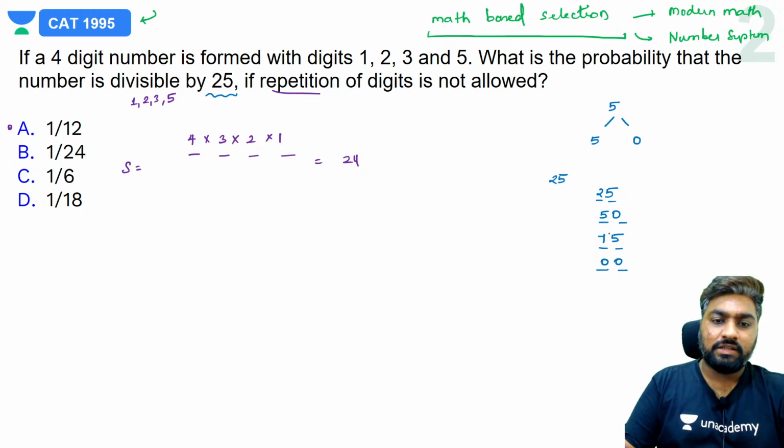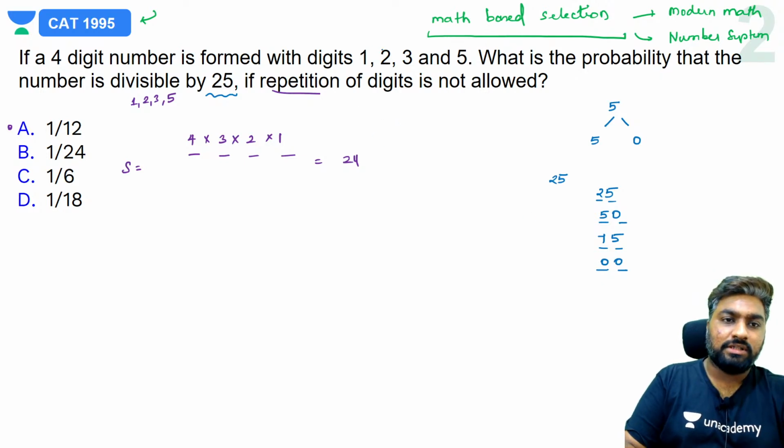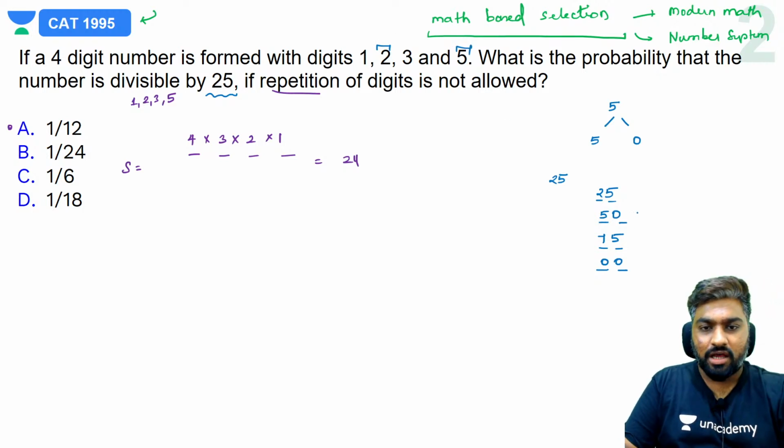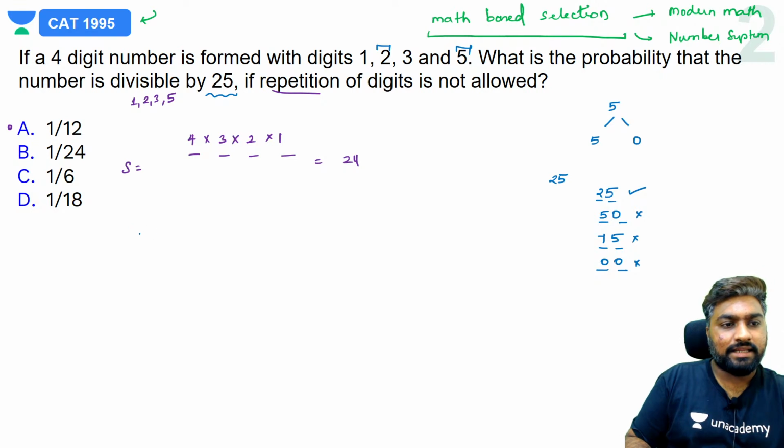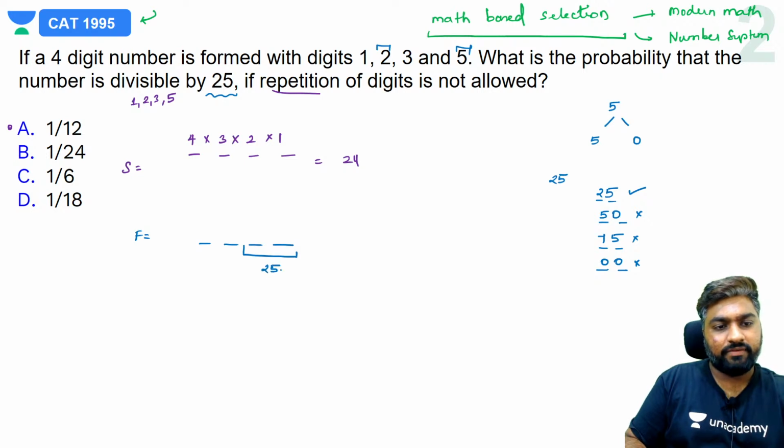So out of these 4 possibilities, how many do we have here? How many are possible? 2 and 5 possible. Is there 5 and 0? There is no 0, there is no 7. So none of these are possible. Only possibility is this. Yes, so one thing is clear, that in the favorable outcomes, the last 2 digits will be filled with 25. That means there's only one option for the last 2 digits.